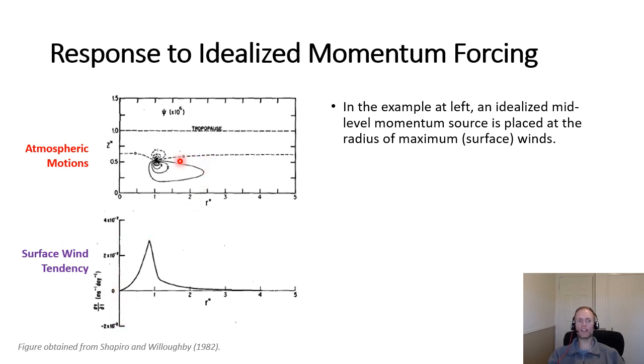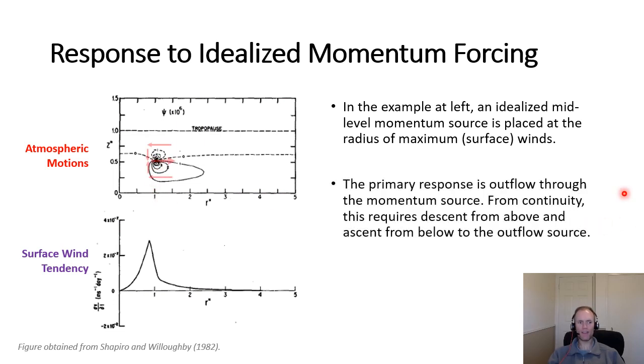So here, just like for the heat source, we place a cyclonic momentum source halfway between the surface and the tropopause at the radius of maximum winds. And we look at the stream function, and this gives us the same type of response. These positive values are denoting clockwise rotation. These negative values are denoting counterclockwise rotation in the plane of this diagram here. So the primary response is outflow, but in the lower troposphere here, we have enhanced inflow and enhanced ascent, whereas that's offset somewhat in the upper troposphere here.